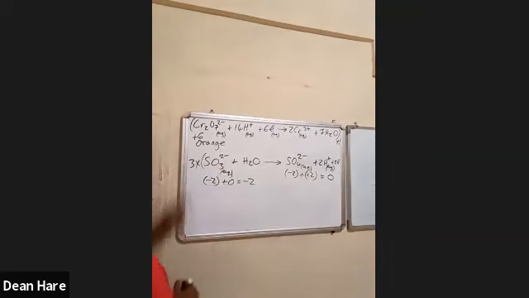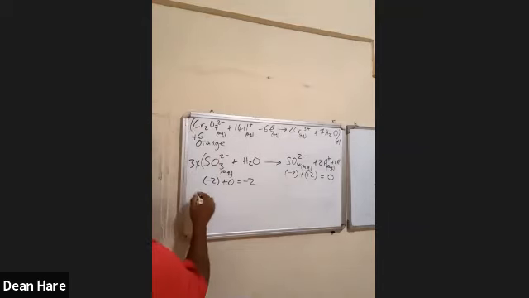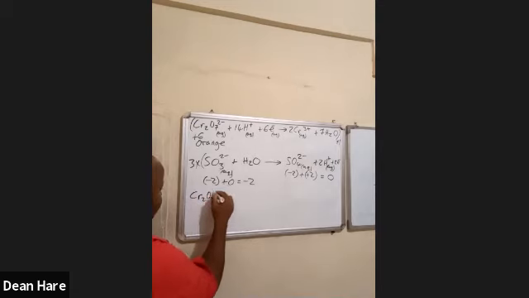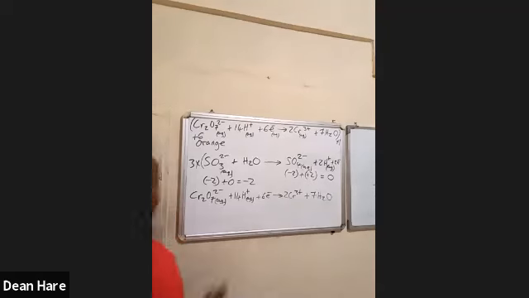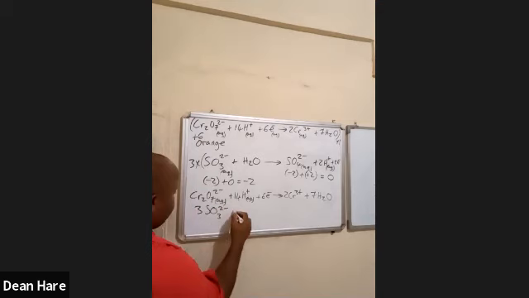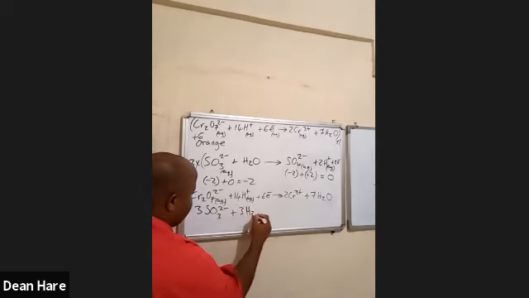So that means everything for this will stay as is. So Cr2O7 2 minus plus 14H plus plus 6 electrons. All right, and then this now 3SO3 2 minus plus 3 water.